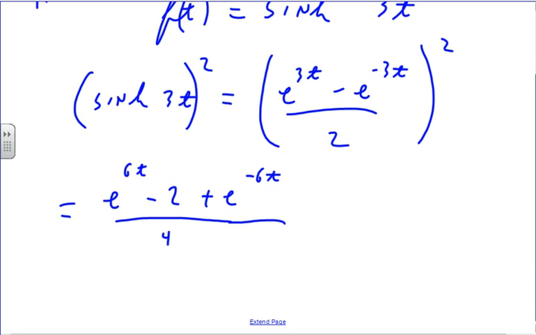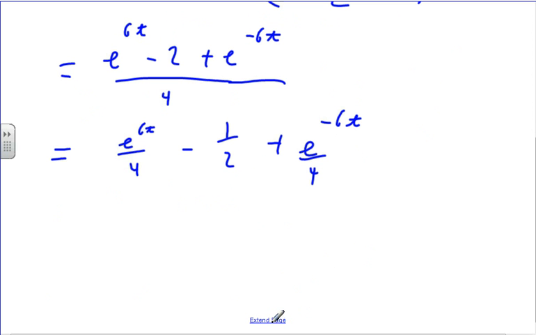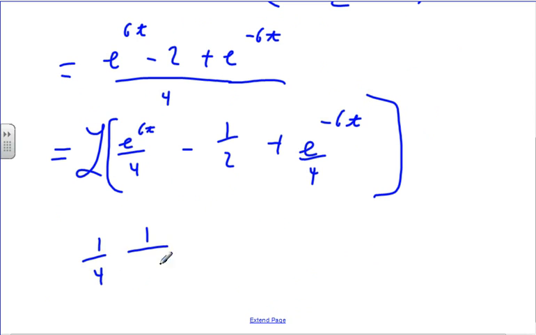Yeah, okay. So I've got e to the 6t over 4 minus 1/2 plus e to the minus 6t over 4. And I'm going to take the Laplace transform of the whole thing. So this is going to be 1/4 1 over s minus 6. This is going to be minus 1/2 1 over s. This is going to be plus 1/4 1 over s plus 6. That doesn't look like a quarter to me.